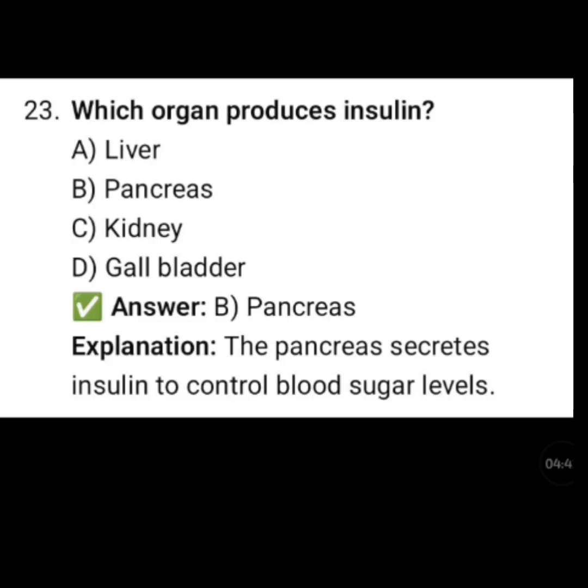Which organ produces insulin? Liver, pancreas, kidney, gallbladder. The correct answer is option B, pancreas. The pancreas secretes insulin to control blood sugar levels.